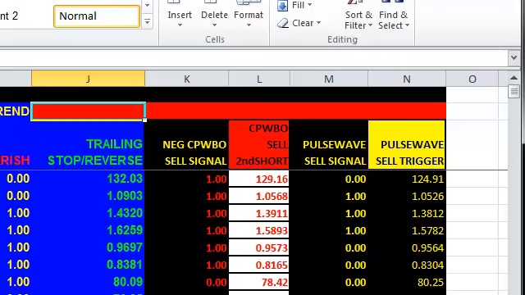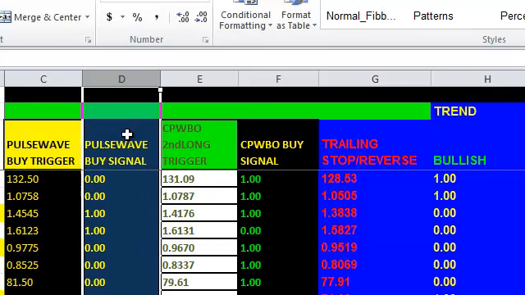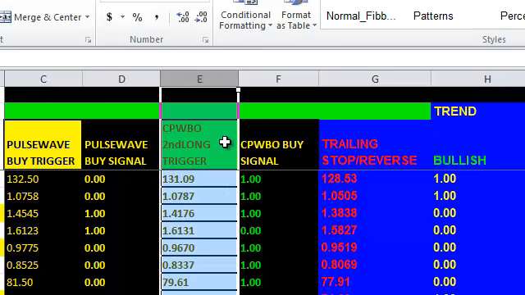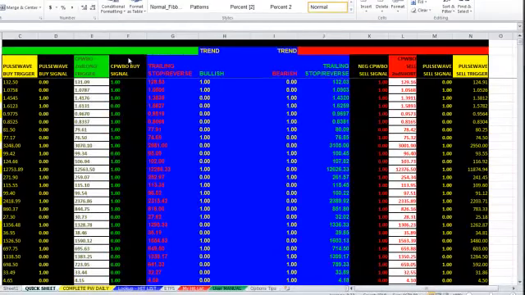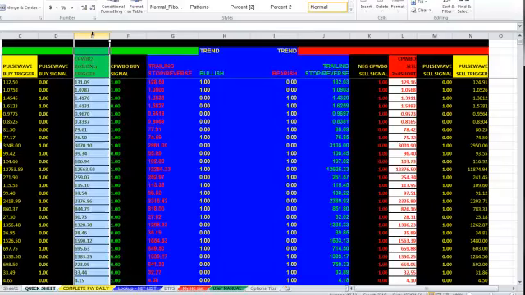Let's go over the columns real quick. First one here is your pulse wave buy trigger. This is the price at which you will enter the market long. Column D is your pulse wave buy signal. If there's a 1 there, then that means you go long at the pulse wave buy trigger price. Column E is your confirmed pulse wave breakout price triggers at which you enter the market long. Column F is your confirmed pulse wave breakout buy signals. If there's a 1 there, you go long at column E's price.